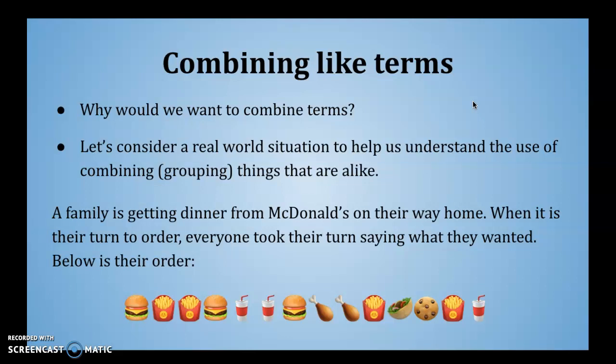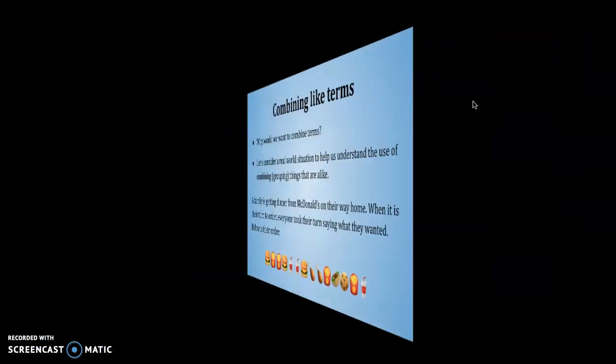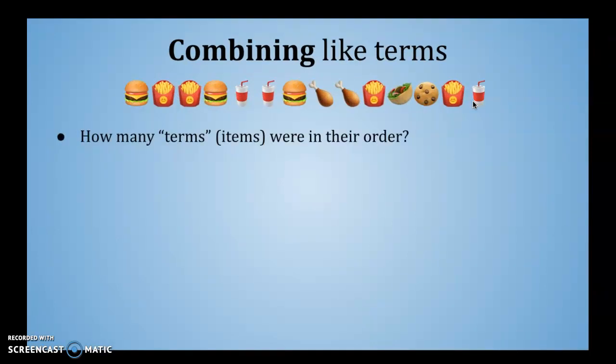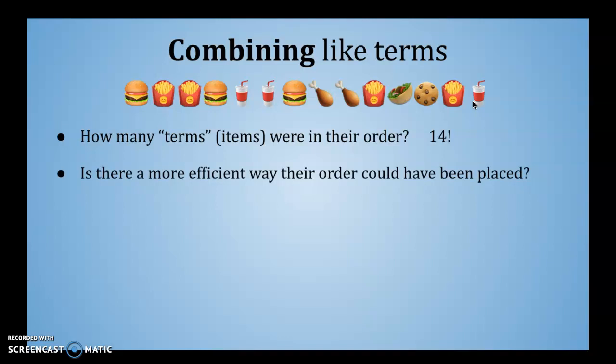You'll notice that's not only long, but it's kind of all over the place, right? So if we take this order and think about how many terms or items are in it, just to make sure you know how to count them: 1, 2, 3, 4, 5, 6, 7, 8, 9, 10, 11, 12, 13, 14. There's 14 different terms or items that they ordered. Now, like I said, it was pretty long and they're kind of all over the place.